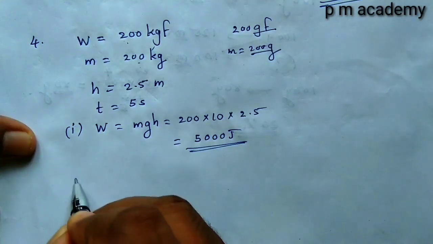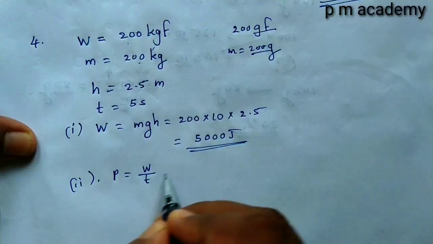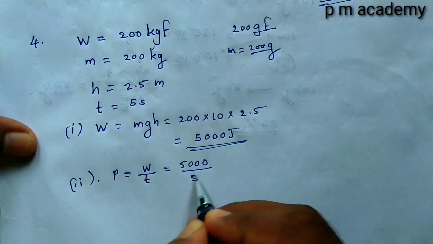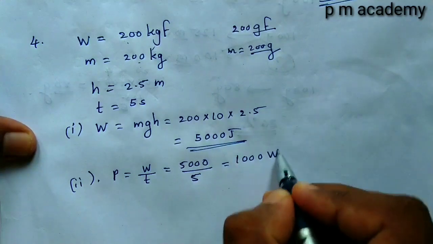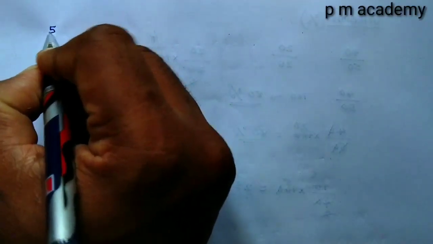Okay, question number 2. Power. Very simple. Power is equal to work by time. Work is 5000, time 5 seconds. Therefore it is 1000 watt. We can move to the final question of today, question number 5.